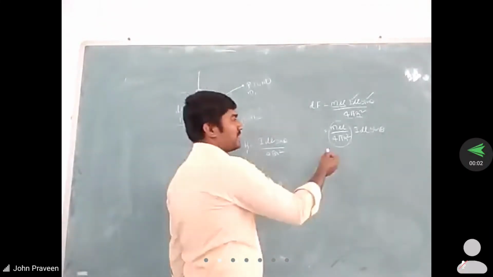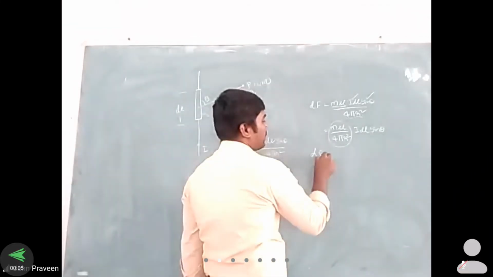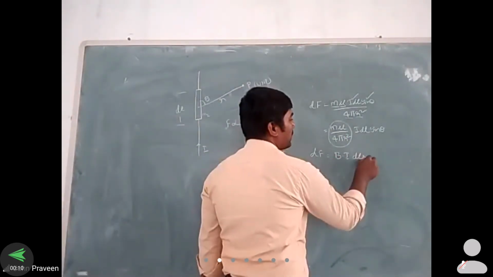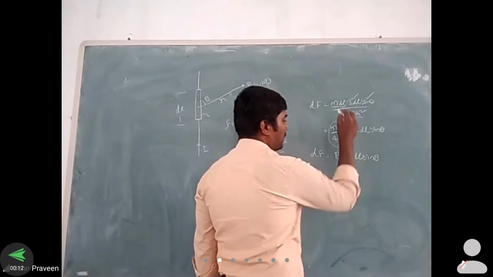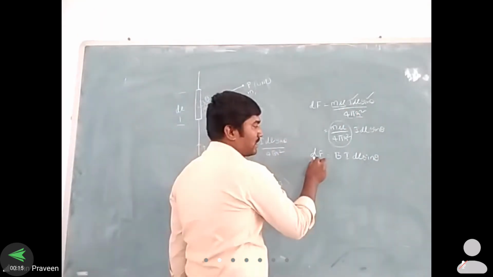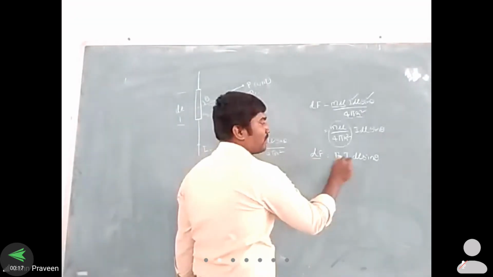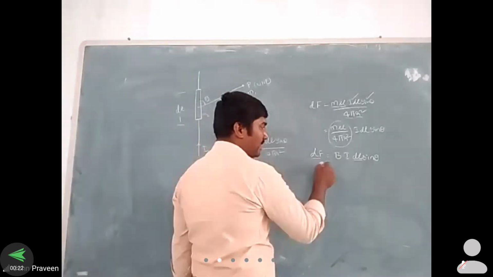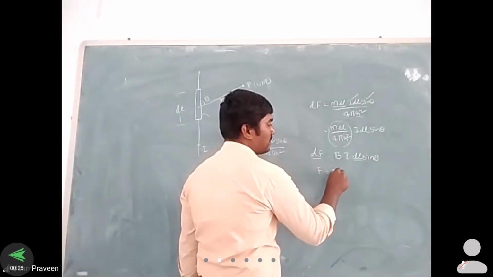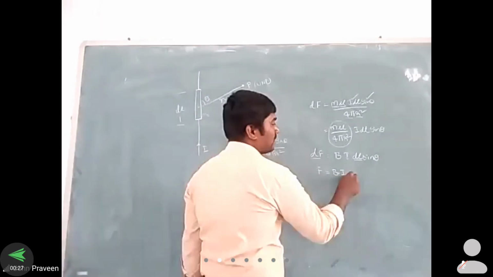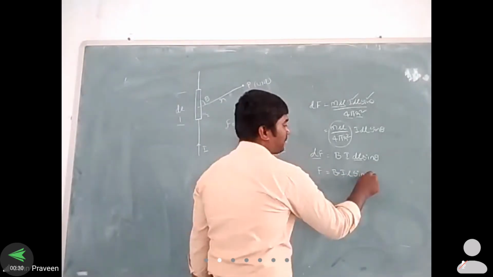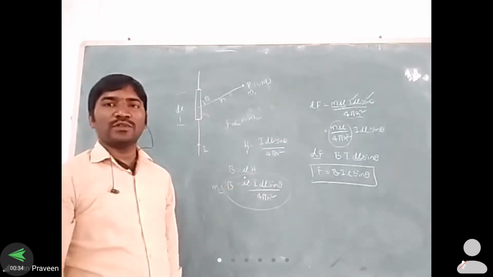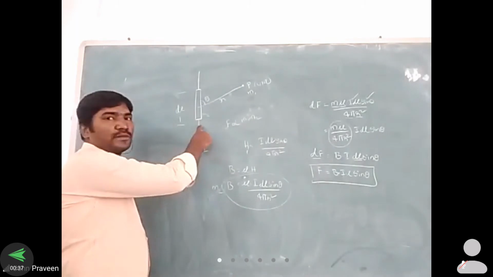constant. So instead of that we can write dF is equal to B into I into dl sin theta. So this is for the force that exists for a small length. If you want to calculate for the entire length, then F is equal to B I l sin theta. So this is the force acting on the conductor.